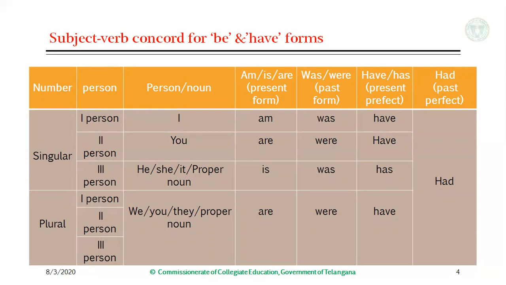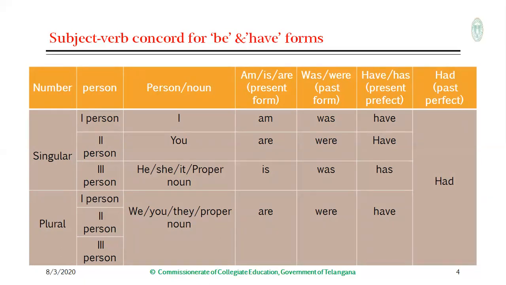Let's take the first person singular, I. I always precedes the verb am in present form, I am, and was in the past form. Whenever you take the present perfect, I have. I have returned the book. Or if you take it as a main verb, I have a pen. I have a new car. Like that.